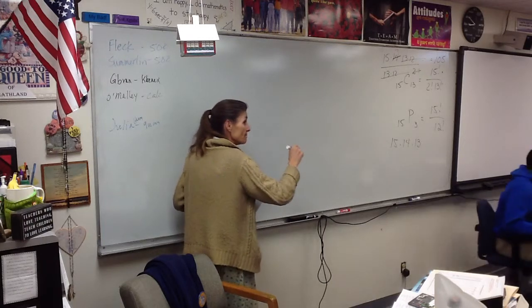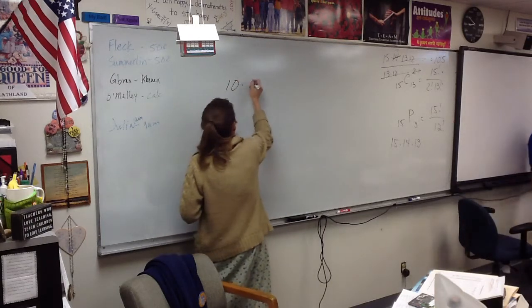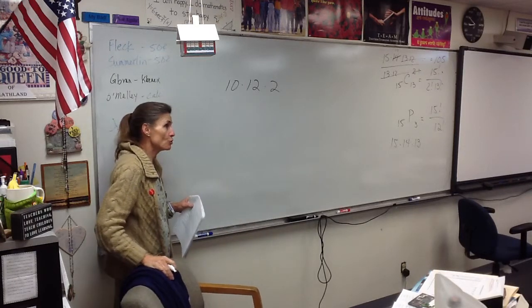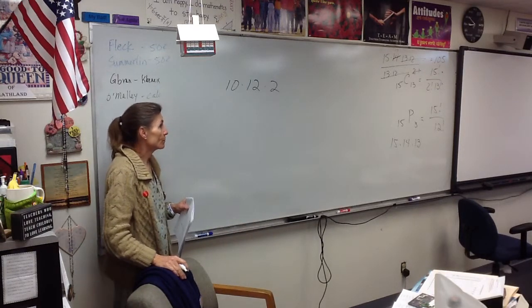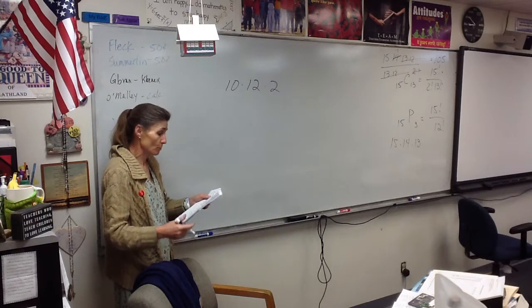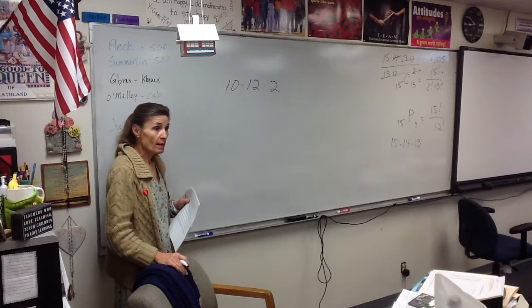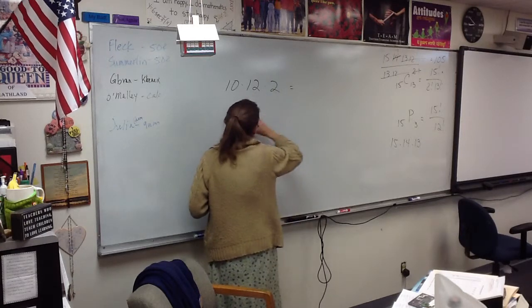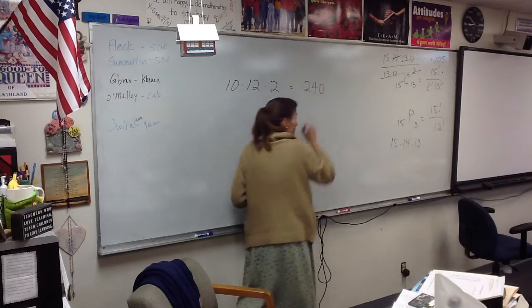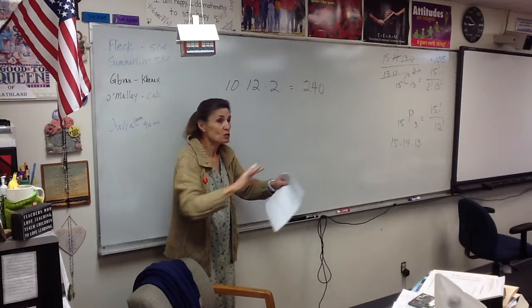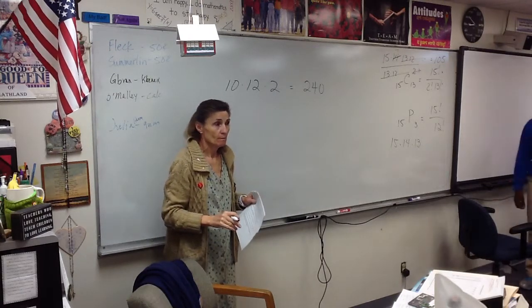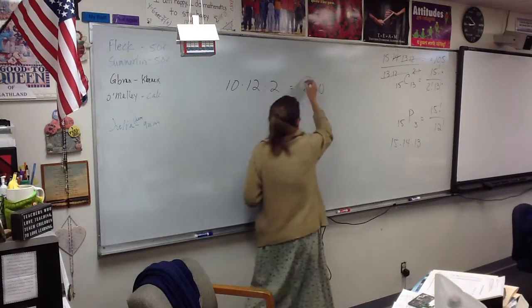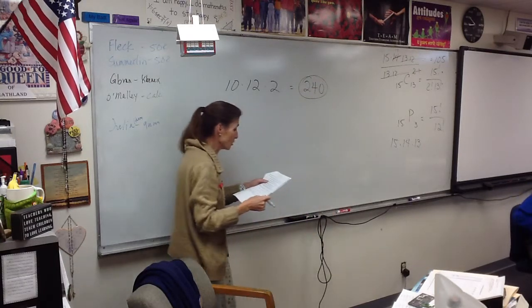What did you say, baby? 10 times 12 times 2. Now you're exactly right. Make sure you can do that on your own. 10 times 12 times 2. Okay, so you write that down, and then you type it into your calculator, and you say 240. That's all that has to be shown. So there's room there for you to squeeze that in. Then you put a circle around the 240, because we're going to circle our answers.